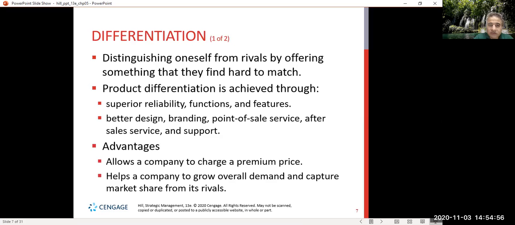What are the advantages of pursuing differentiation for the company? First, it can allow the company to charge a premium price for its goods or services. So that is why it should choose to do so.